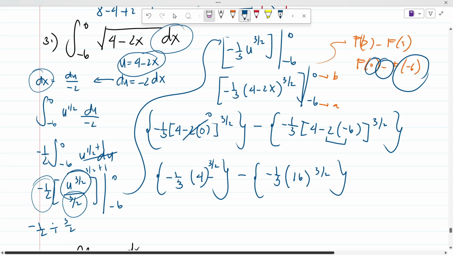So, pwede na yan sulpak sa calculator. Sulpak nyo yan sa calculator, guys. 4, 3 all over 2. This will be equals to what? Negative 8 all over 3 minus. Distribute mo na to, guys. So, positive. So, 1 over 3, 16 raised to 3 all over 2 is 64 all over 3. So, negative 8 over 3 plus 64 over 3, this will be equals to what? 56 all over 3.